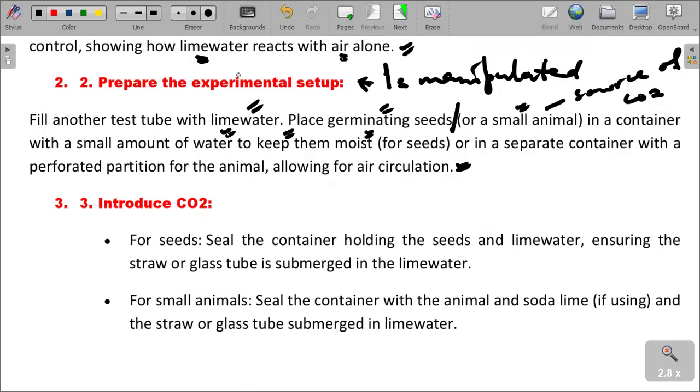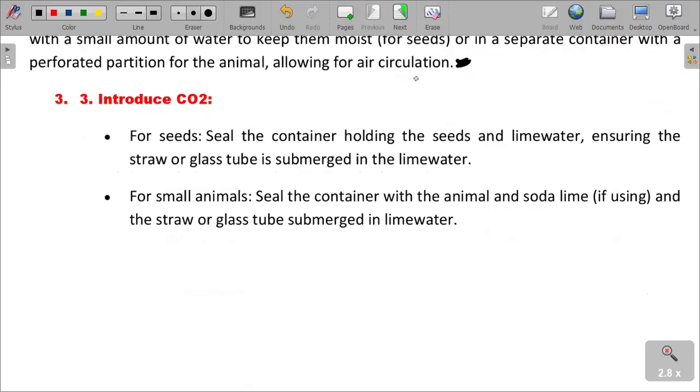So for the seeds, we are also putting some amount of water to keep them moist. Therefore we are giving them the conditions that cause germination. We are making them moist in order for germination to take place. And if it is a small animal that is to be used, it must have a separate container with some holes, which allows for air circulation. That is one thing that you should also understand.